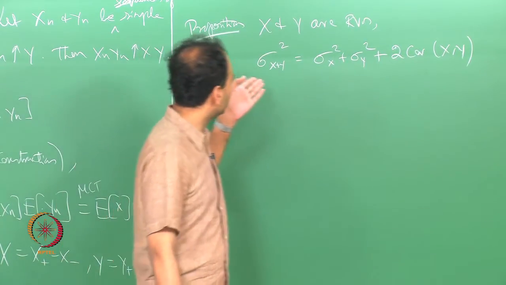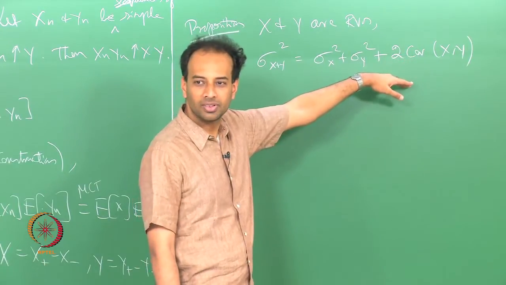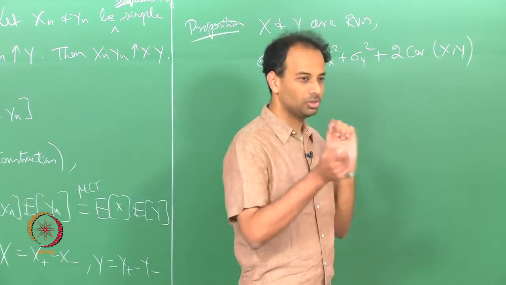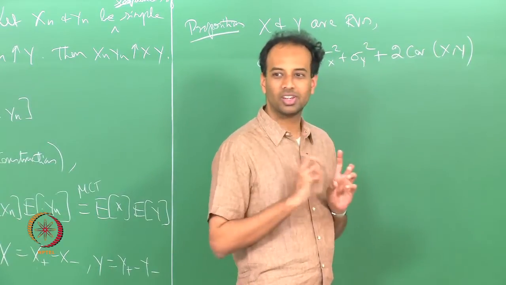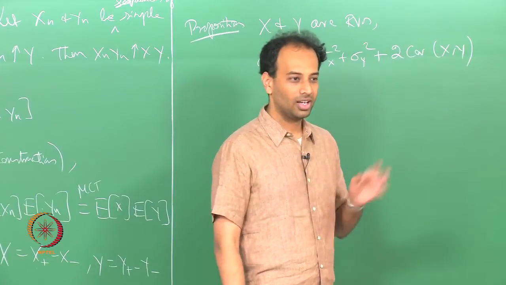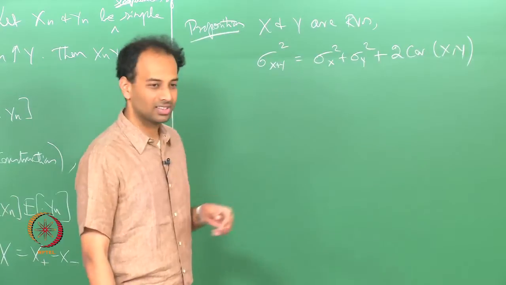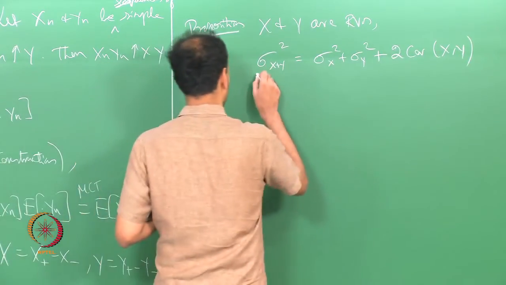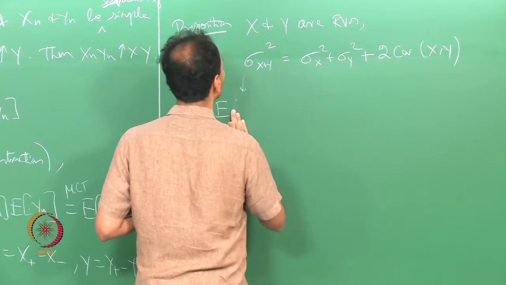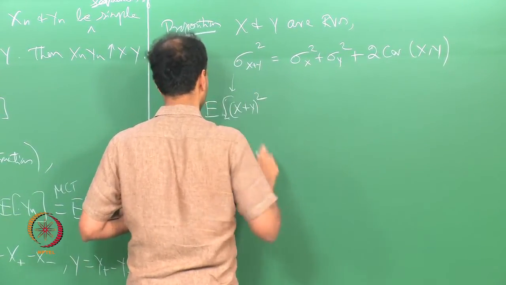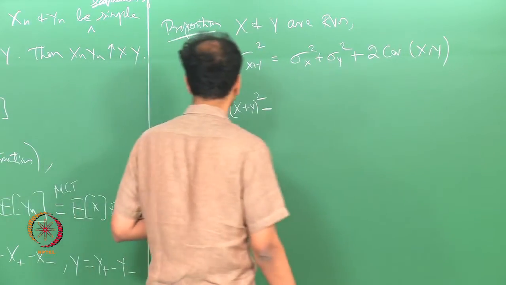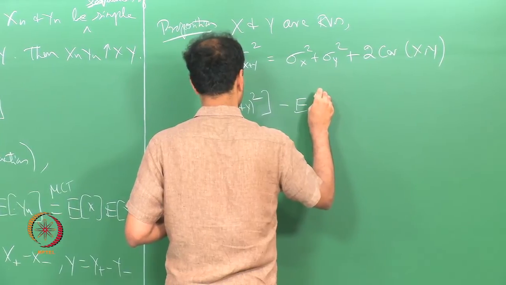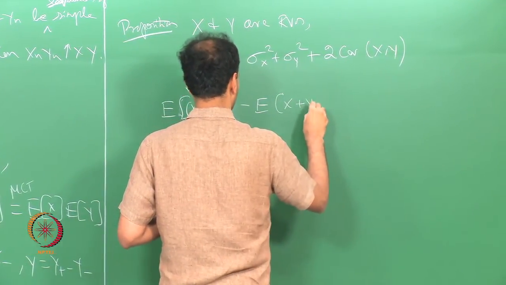Similarly, for n random variables, how do you think this will generalize? If you had a sum of n random variables, you will first sum all the variances, plus twice all these covariances, the covariance of x_i, x_j for all i less than j. It generalizes in a straightforward manner. Proving this is very easy. You can just write it out. So what is this? This is after all expectation of (x plus y) squared minus expectation of x plus y, the whole squared.